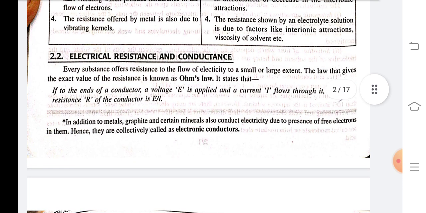Electrical resistance and conductance. Every substance offers resistance to the flow of electricity to a small or large extent. The law that gives the exact value of the resistance is known as Ohm's law.